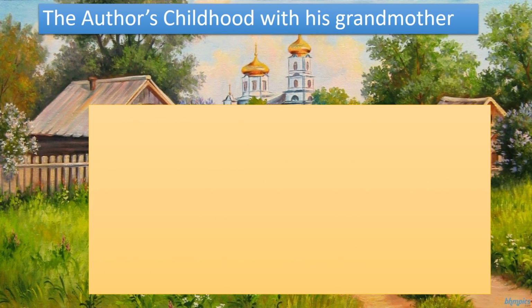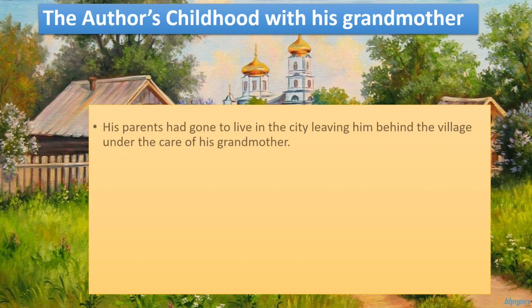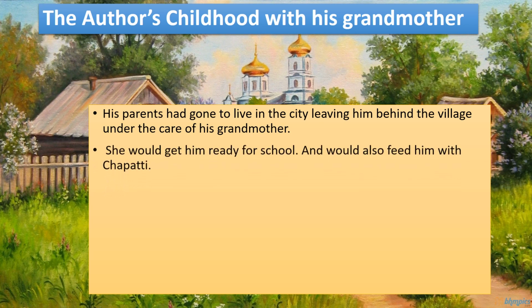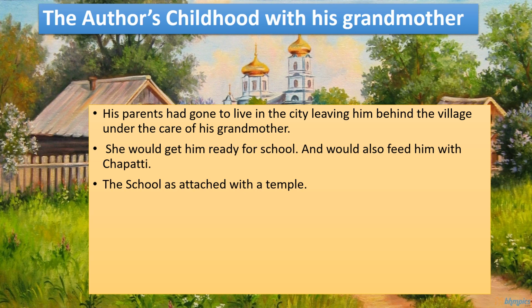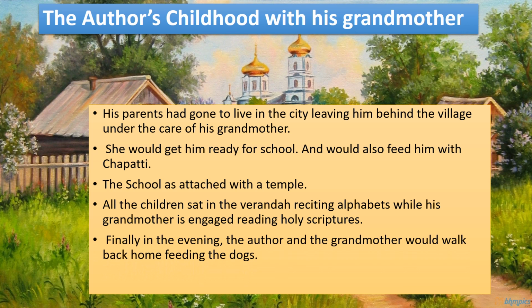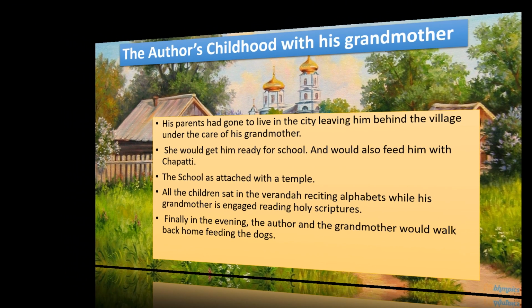The author's childhood with his grandmother. His parents had gone to live in the city, leaving him in the village under the care of his grandmother. She would get him ready for school, and would also feed him chapati. The school is attached to a temple. All the children sat in the veranda reciting the alphabet while his grandmother was engaged in reading holy scriptures. Finally, in the evening, the author and the grandmother would walk back home feeding the dogs.